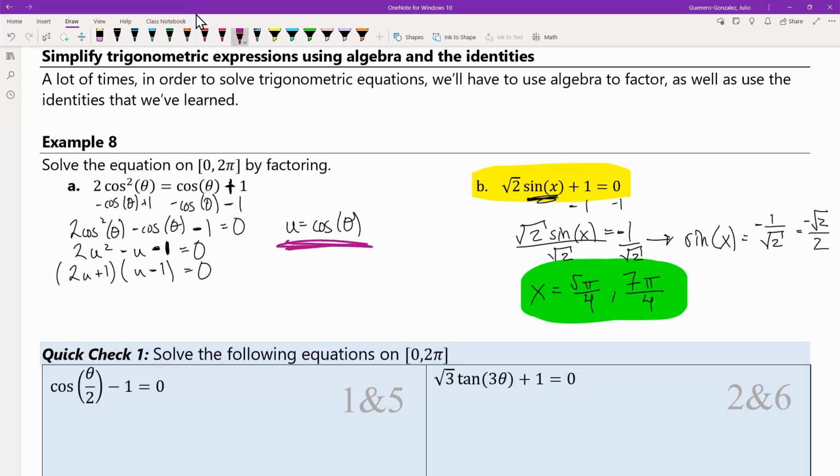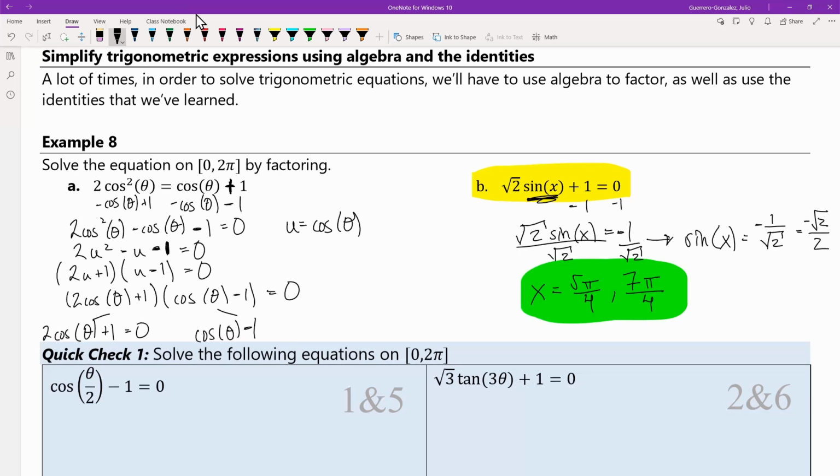Now, you guys see this? u is equal to cosine theta. I'm going to resubstitute everything in. 2 cosine theta plus 1, cosine of theta minus 1 is equal to 0. If you remember, when we have two things multiplied together equal to 0, we can break them up. I can do 2 cosine of theta plus 1 is equal to 0, or cosine of theta minus 1 is equal to 0.